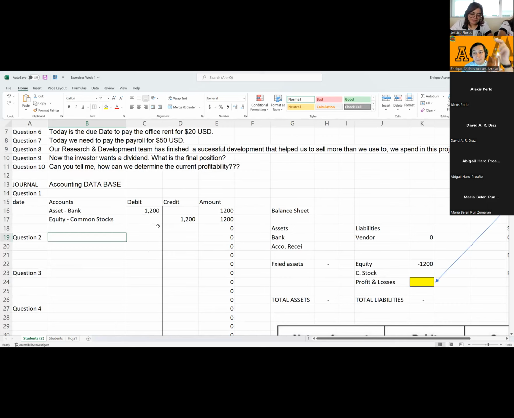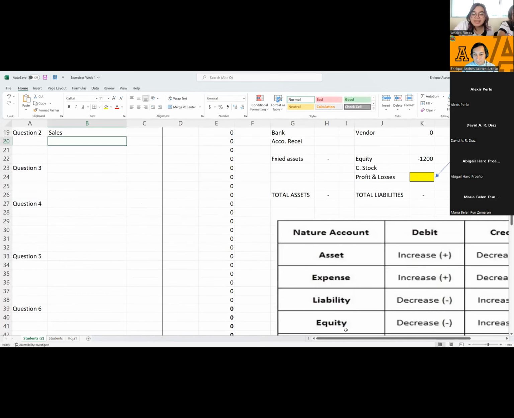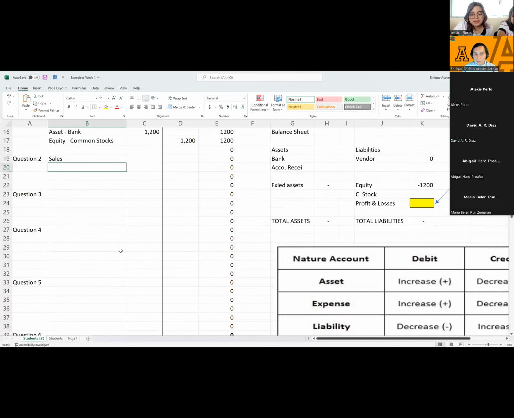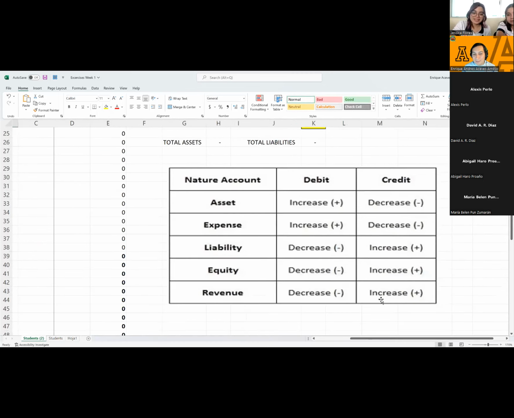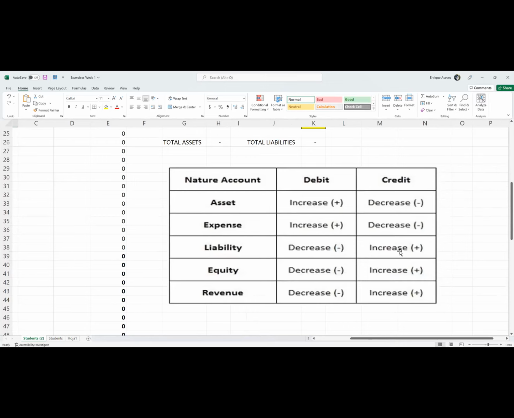First of all, this is a selling process. Remember the selling process, guys? This means sales, or you can call it revenue, sales or revenue. Remember, different ways of naming it. And revenue and sales, how do they increase, guys? Revenues increase with credits, right?